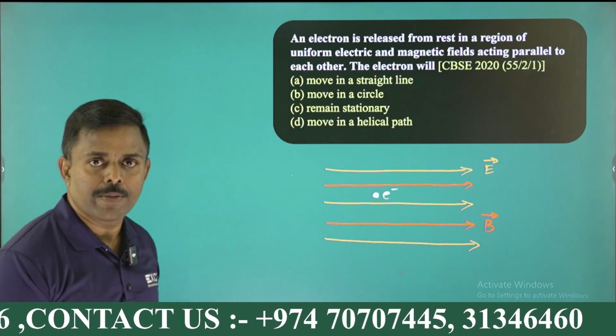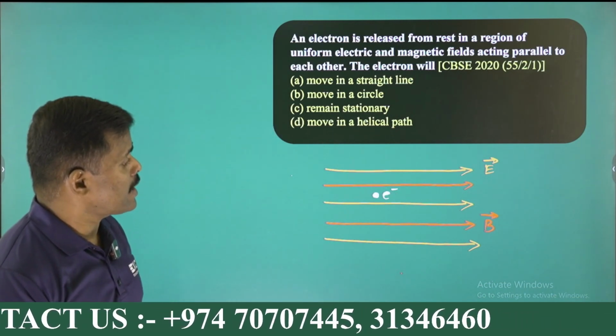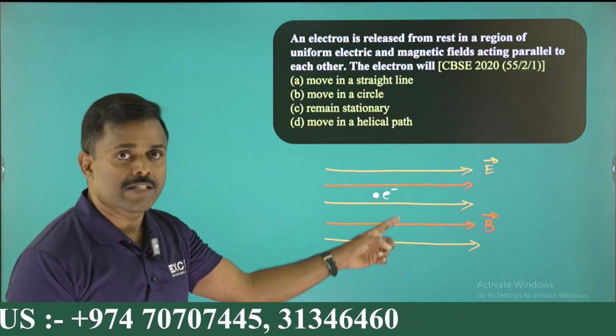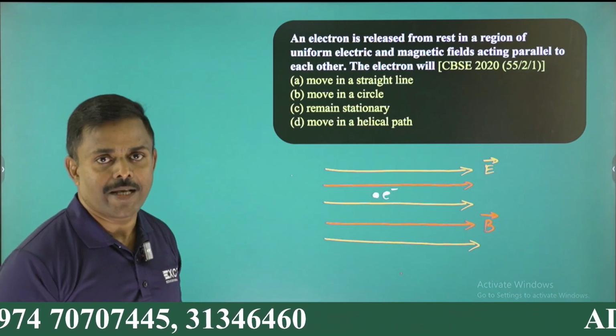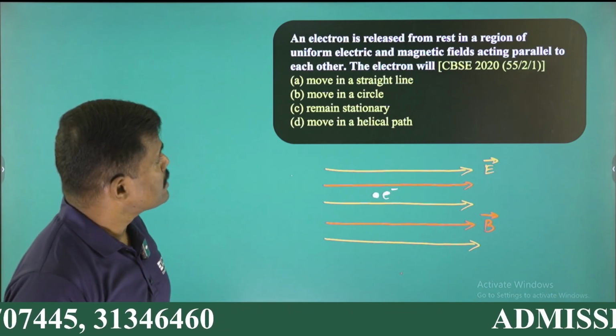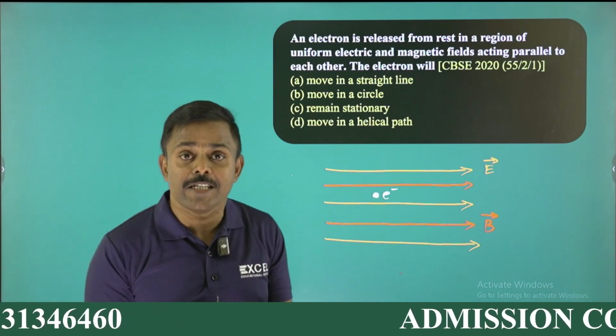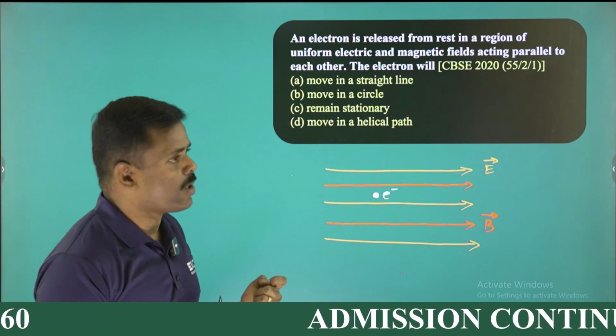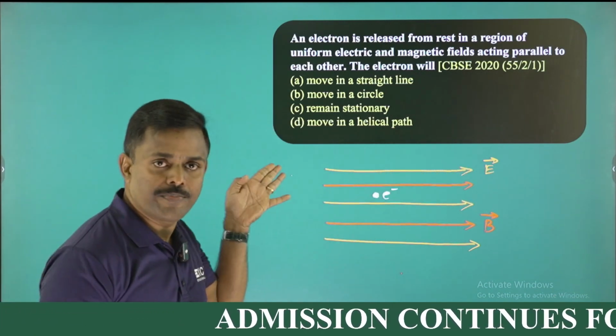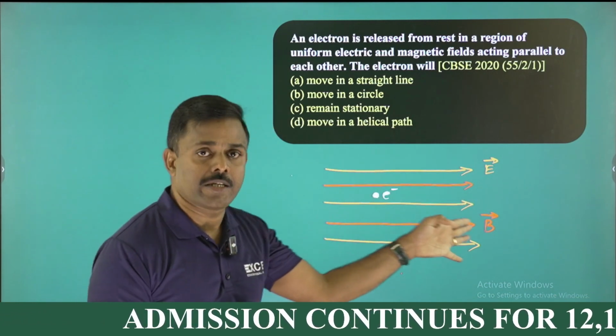And what will happen now? Look at that. There are two fields, right? One is the electric field, the other is the magnetic field. These fields are acting parallel to each other. Parallel means what? Look at that, I have just drawn it that way. The lines are parallel to each other, right?